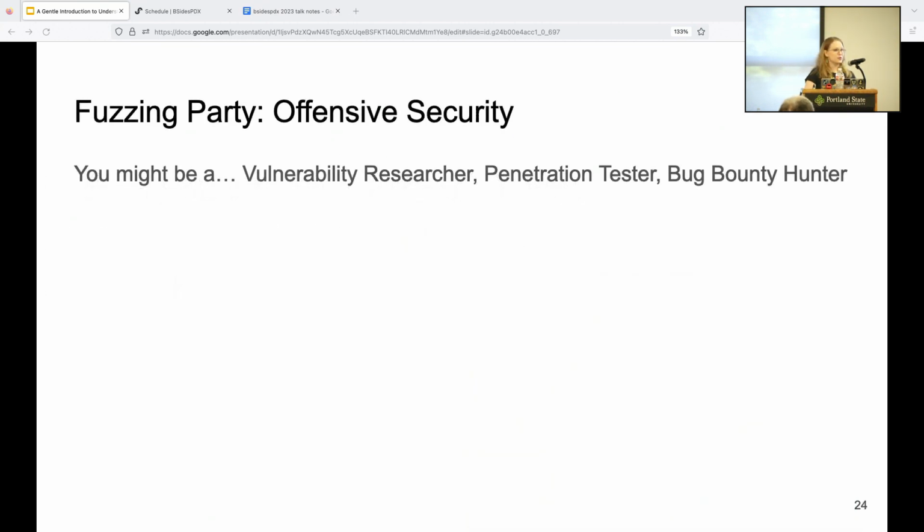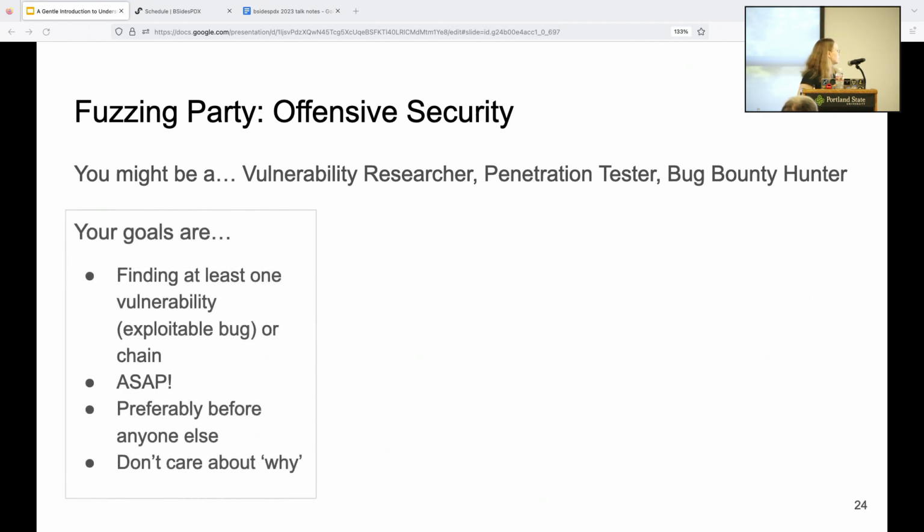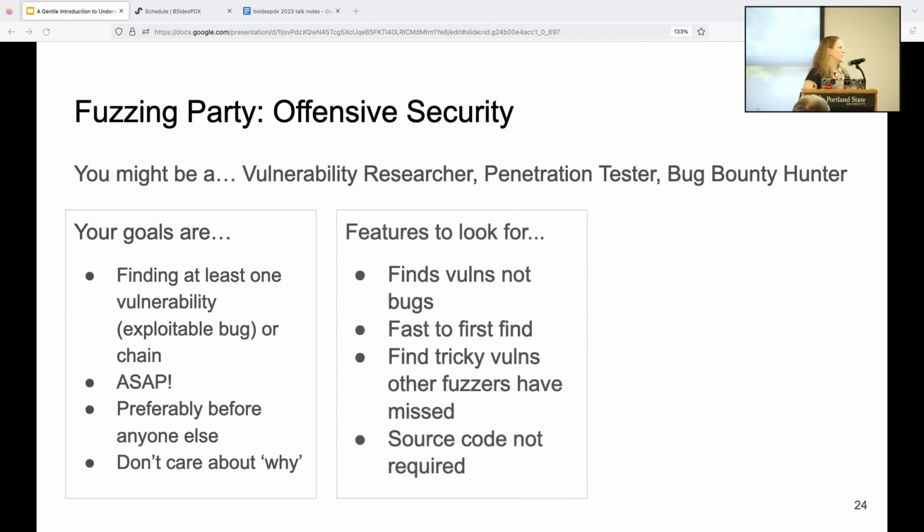All right, so we're going to start with the people who really kind of put fuzzing on the map, although they didn't invent it. It's the offensive folks. They want to find vulnerabilities. They want to find them fast. They generally want to find stuff before everybody else. And they give zero effs about why. They just need to know that it's reproducible and stable, right?